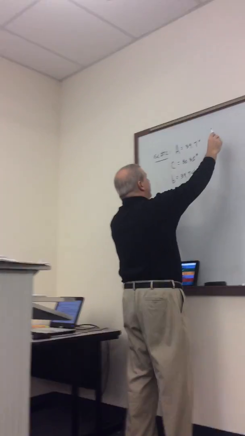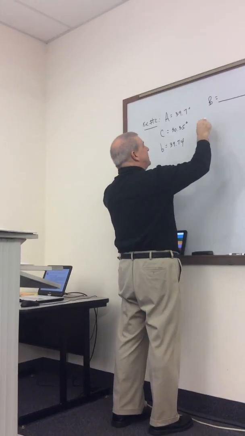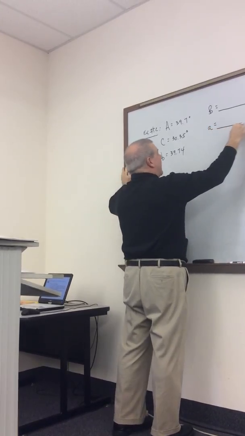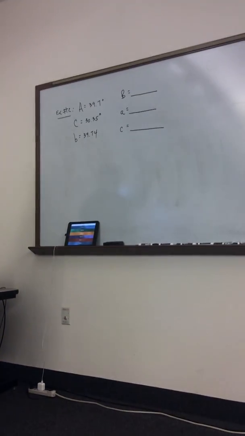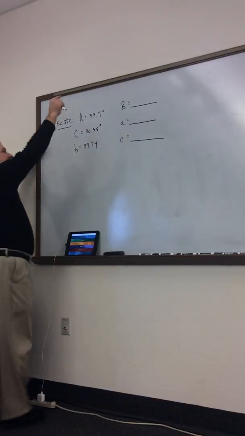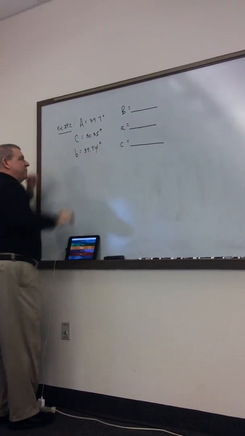So, here. On a test or a quiz, we're going to find that. We need to find side A. We need to find side C. Okay, now go on your calculators and just go 180, subtract 30.35, subtract 39.74.